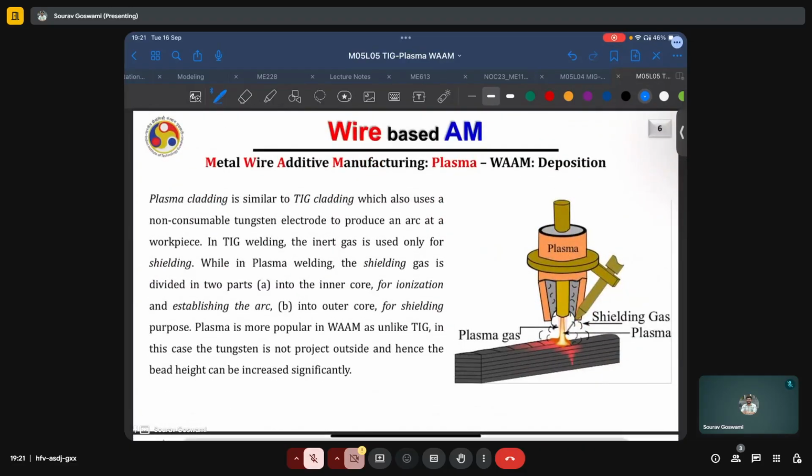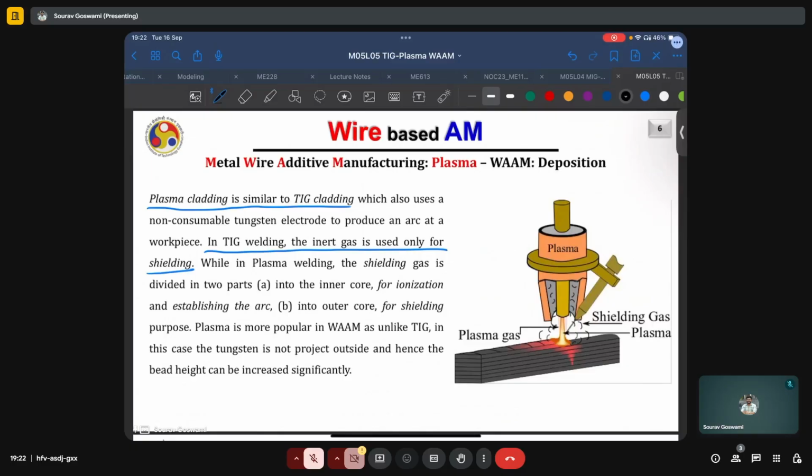Plasma cladding is somewhat similar to TIG because it also uses a non-consumable tungsten electrode to produce an arc at a workpiece. In TIG welding, the inert gas is used only for shielding, whereas in plasma welding, the shielding gas is divided into two parts. Some of it flows into the inner core for ionization and establishing the arc, and the rest of it flows into the outer core for shielding purposes.